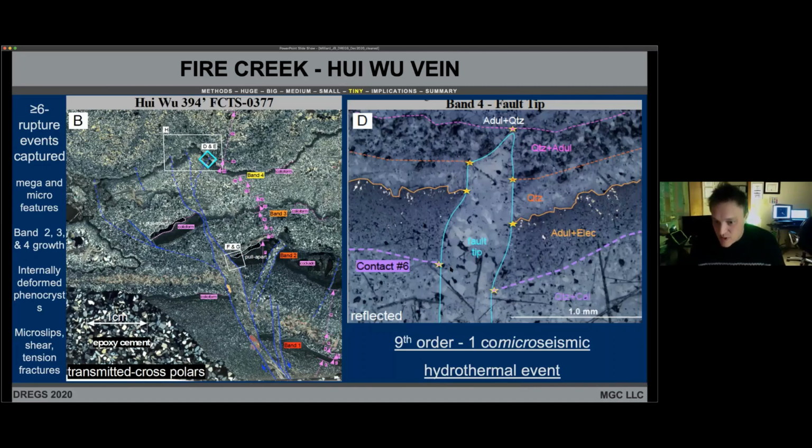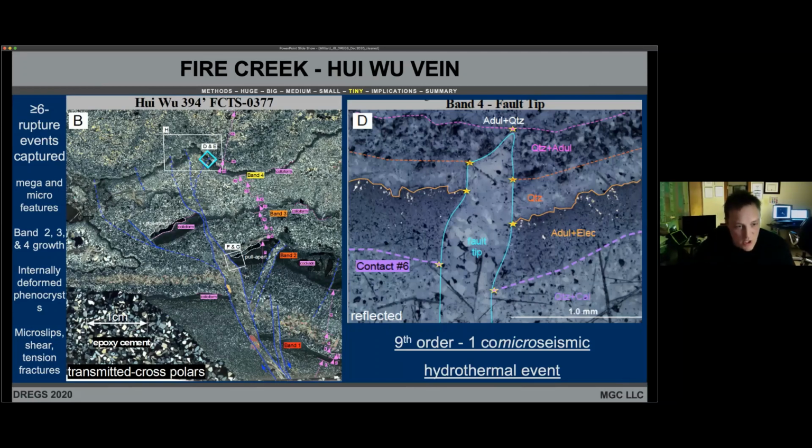But that tip started out where these two surfaces of contact were touching, propagated up as these 3 little microbands were precipitating out, and died by the time you got to the next massive quartz band. So this is an individual little micro rupture, little microseismic event that was coeval with precipitation of these mineralized bands.